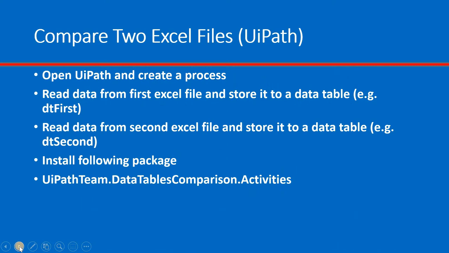Okay, so now let's start our compare two Excel files automation using UiPath. So first we need to open UiPath and create a process. And then we are going to read data from Excel file 1 and store that data into one output variable, say DT first. And then we are going to read data from the second Excel file and store that data into another output data table variable, say DT second.